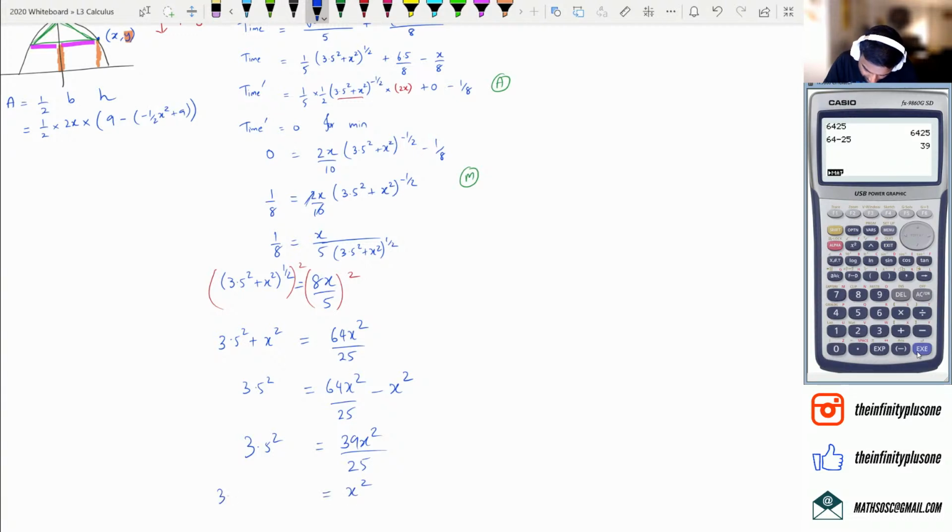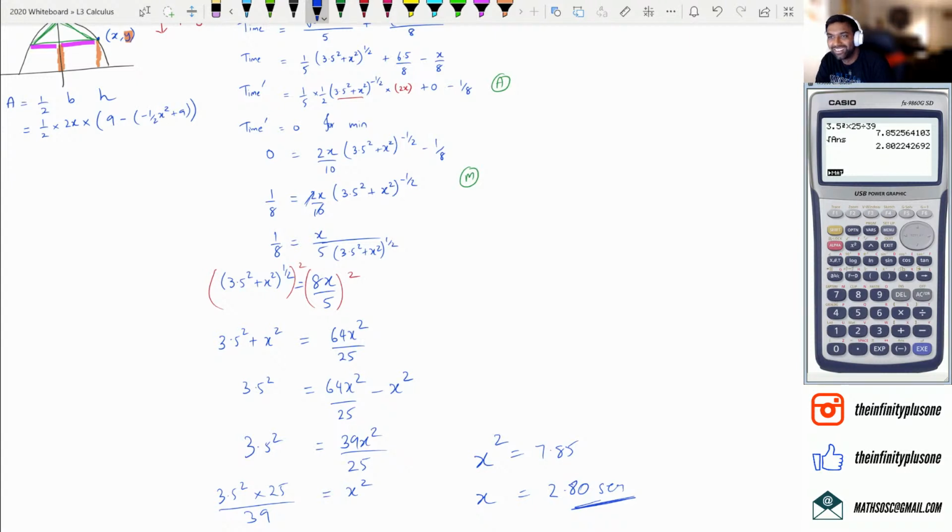25, and then x squared equals 3.5 squared multiplied by 25 divided by 39, and this is what x squared is going to equal. So 3.5 squared times 25 divided by 39 gives us 7.85, which means x is equal to the square root of that, which is 2.8 seconds. Yeah, that's me done.